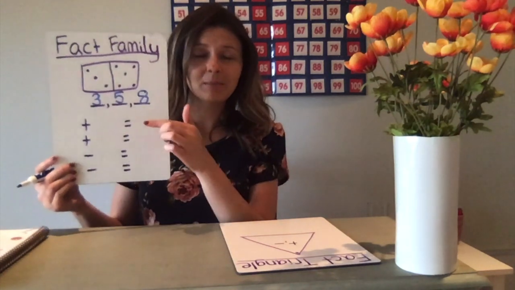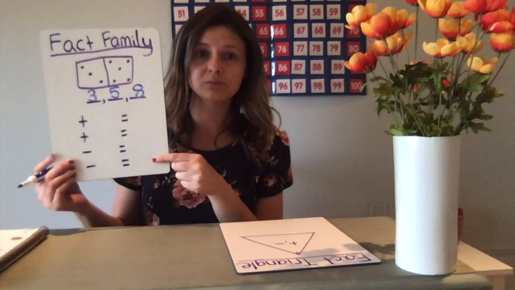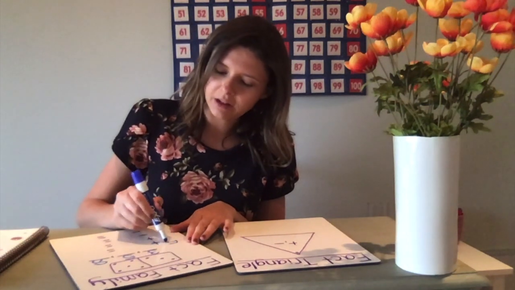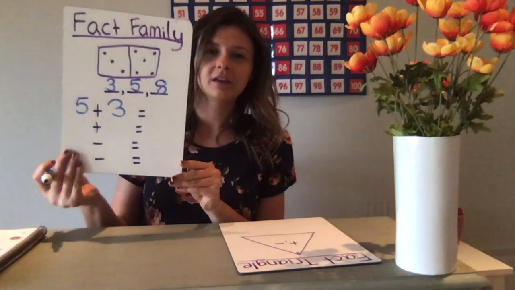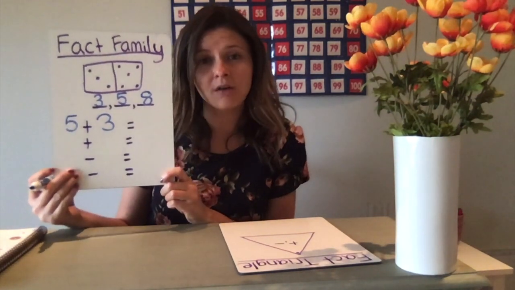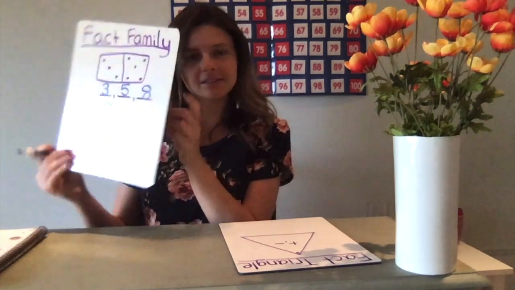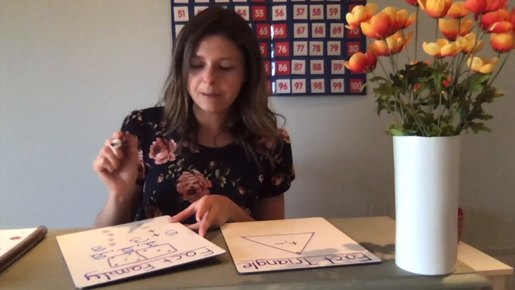Now I need to plug them into these number models to make 2 adding problems and 2 subtraction problems. So for my adding problems, I'm going to start with my littler numbers, 5 plus 3. And 5 plus 3, I can either solve that, or I can look up here and see which number I have not used yet. 8. 5 plus 3 is 8. And my next adding problem is going to be 3 plus 5 equals 8. See the difference there?